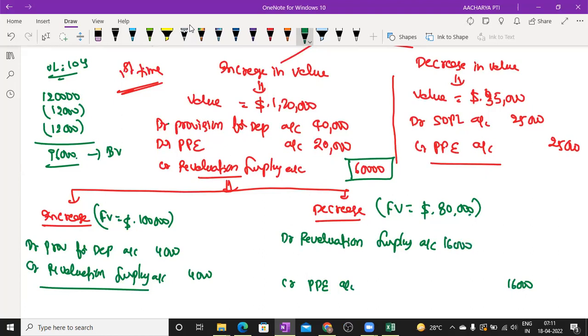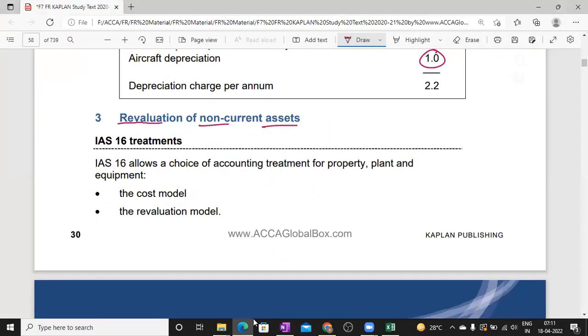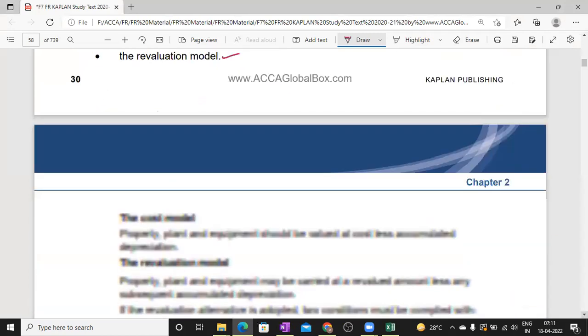For example, if in revaluation surplus sufficient amount is not available, then first adjust to revaluation surplus and the remaining amount is transferred to P&L. So debit statement of profit and loss. But here statement of profit and loss is 0, not required to transfer. So this is the revaluation model, subsequent recognition.